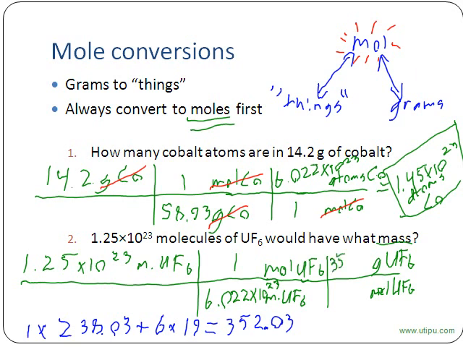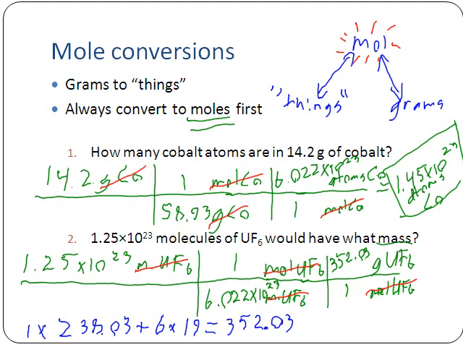So we say 352.03 grams UF6 in 1 mole. And so at this point, units: molecules UF6 cancels with molecules UF6. Moles UF6 cancel with moles UF6. We've only got grams UF6 left. And so to do this, we'll start off with 1.25 times 10 to the 23rd, so what's on top, times what's next on top, which is 1, times 352.03, and then divided by 6.022 times 10 to the 23rd, and divided by 1.